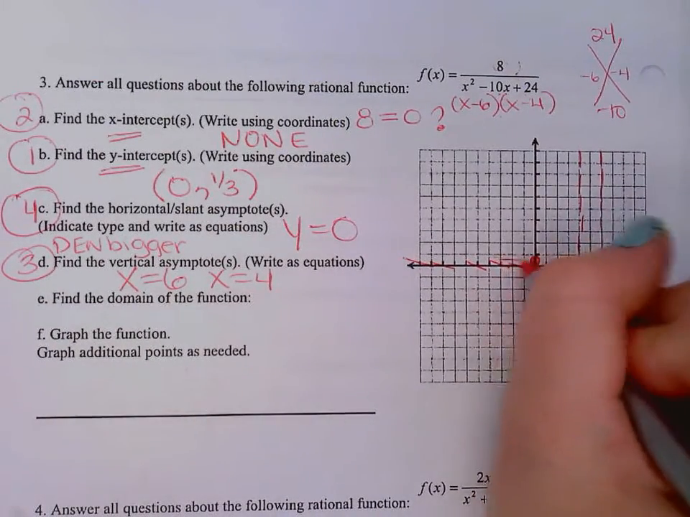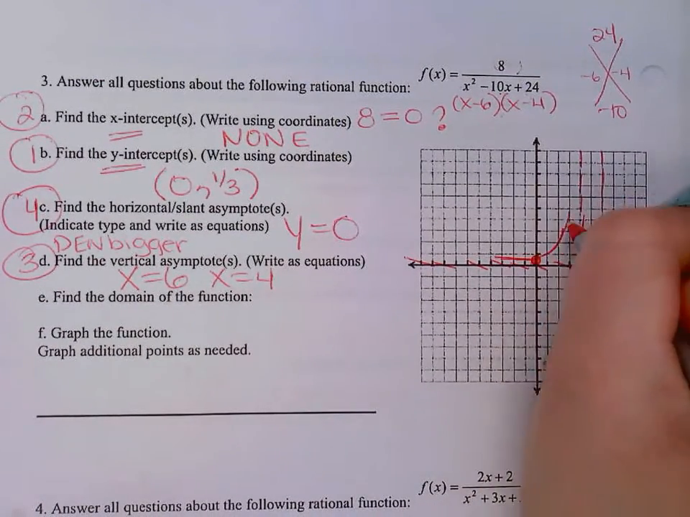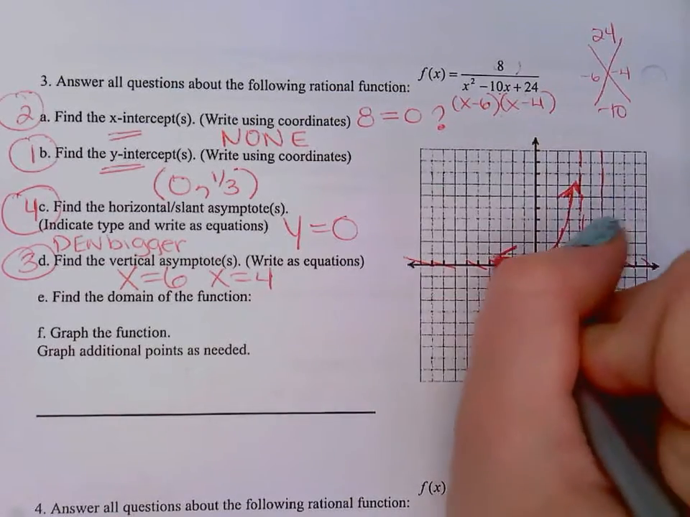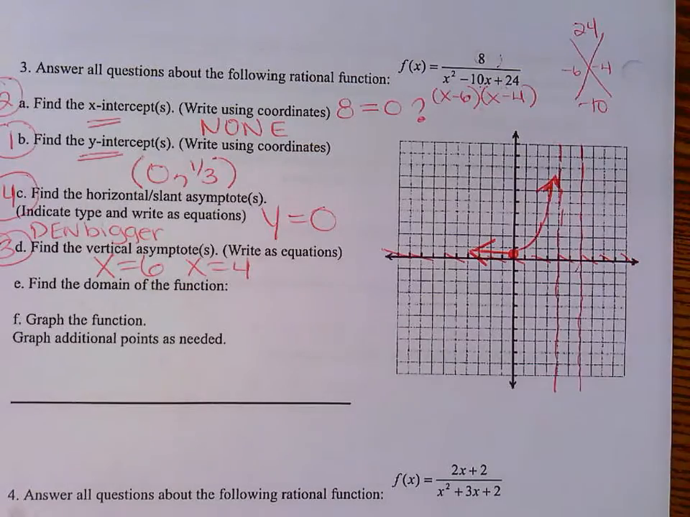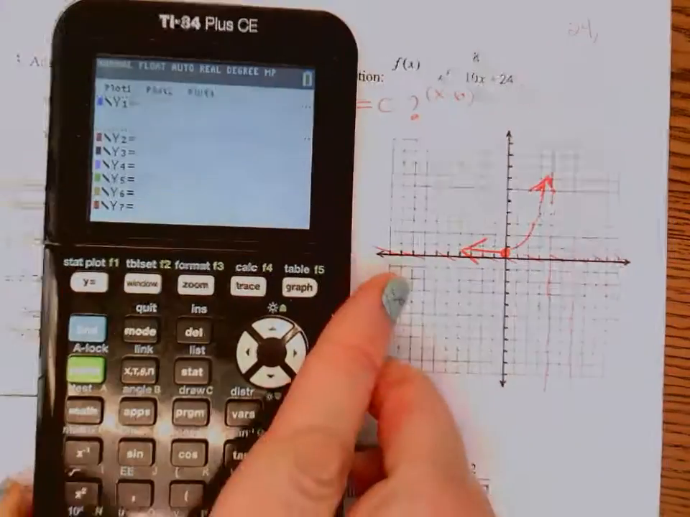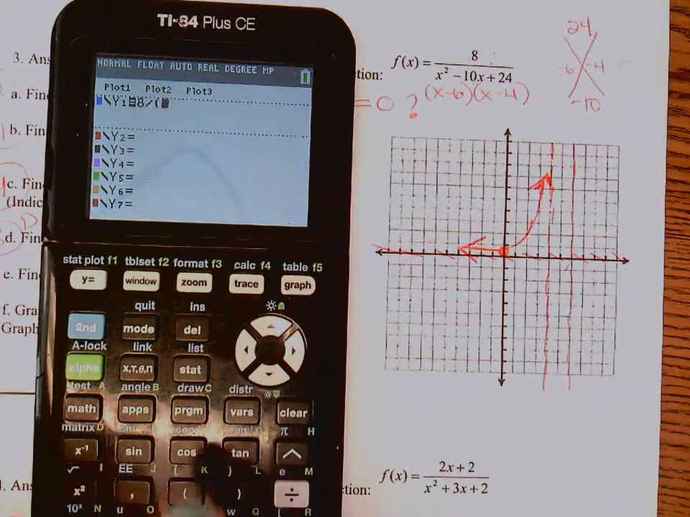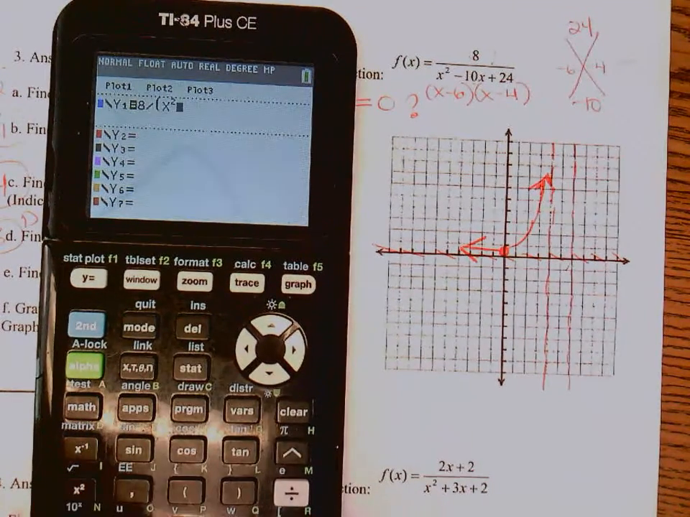I know that this part of the graph must go up like this elbow, but I'm not sure what's going on over here. At this point, we could look at the graphing calculator, as long as we know how to plug it into the y equals menu with the correct parentheses.